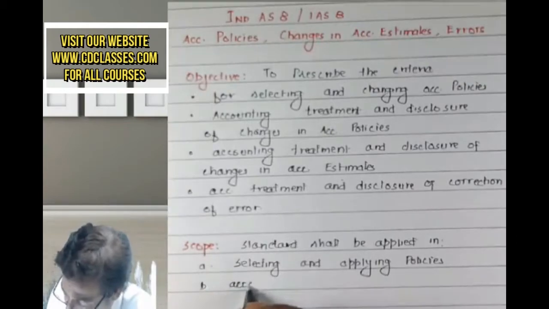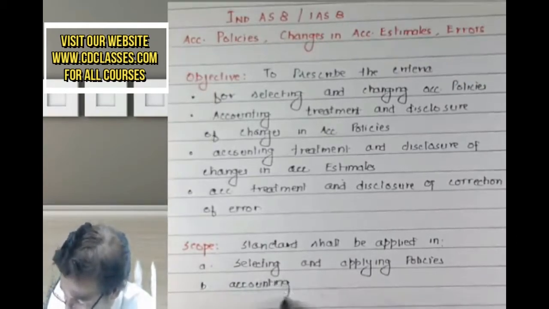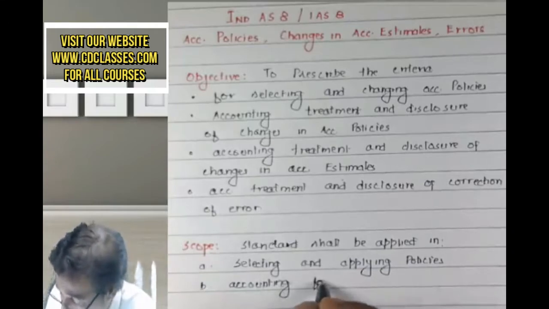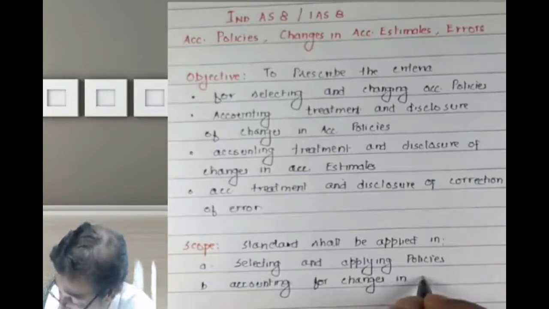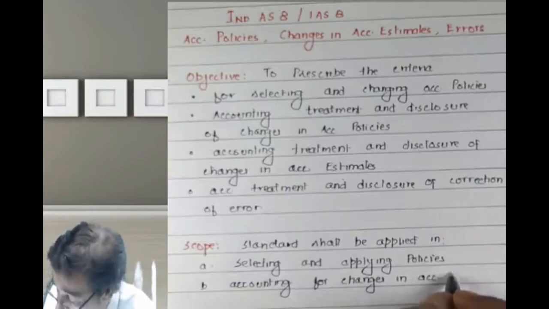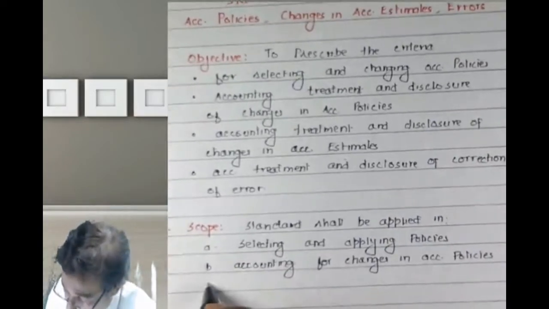B, accounting, I have already told you it is similar to the objective. Accounting for changes in accounting policies. So whenever you are going to incorporate any change in your accounting policy, you will have to have a look over this particular standard.